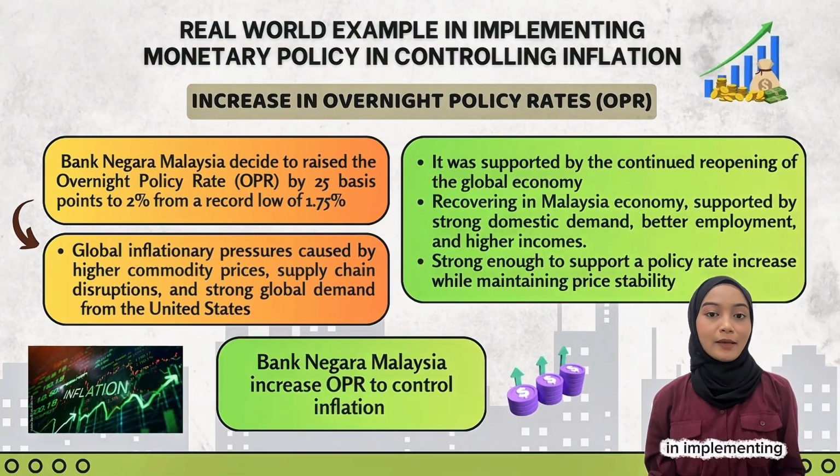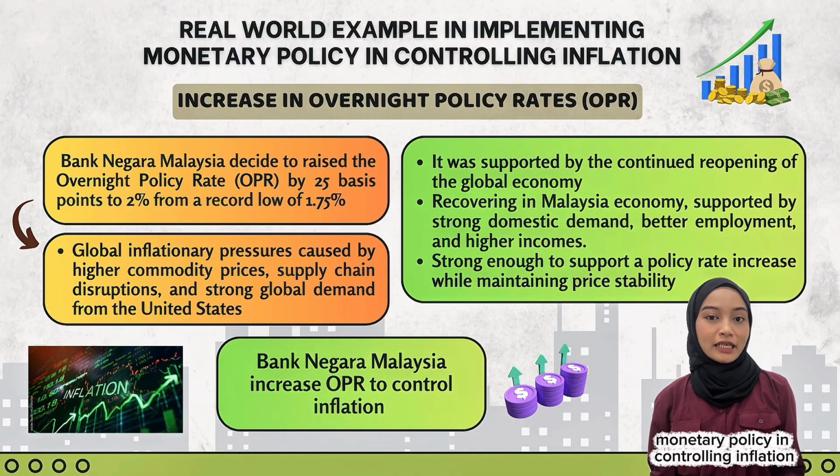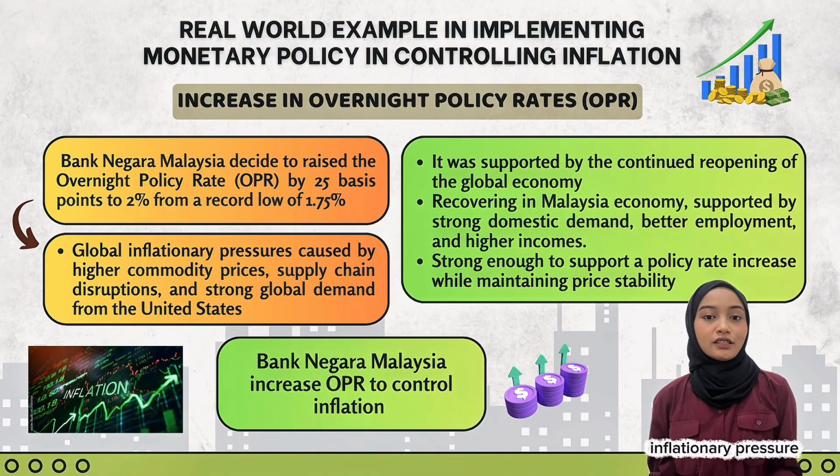Next, a real example of implementing monetary policy in controlling inflation. On 11 May 2022, Bank Negara Malaysia decided to raise the Overnight Policy Rate by 25 basis points from 1.75% to 2%. This decision was due to global inflationary pressure caused by the increase in commodity prices, disruption in supply chains, and strong global demand, particularly from the United States.